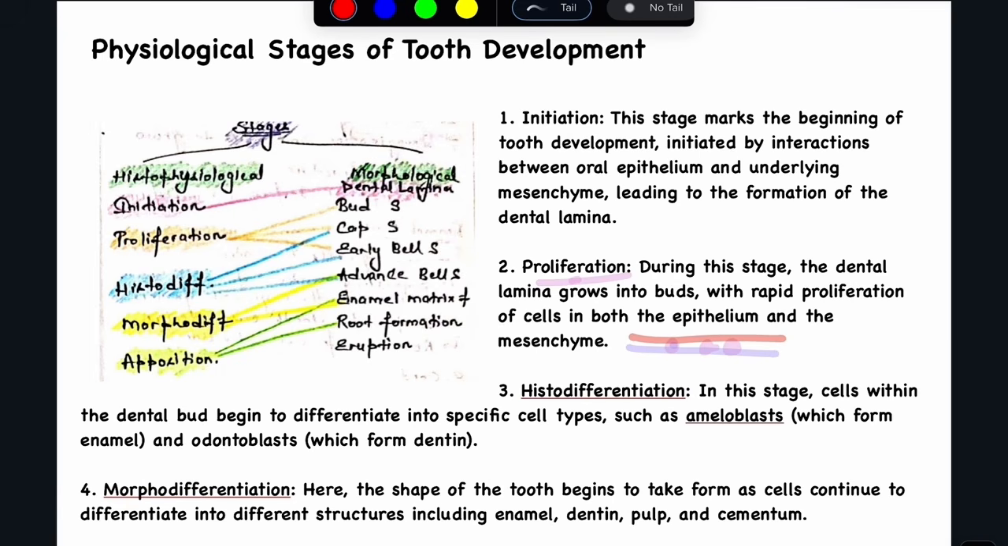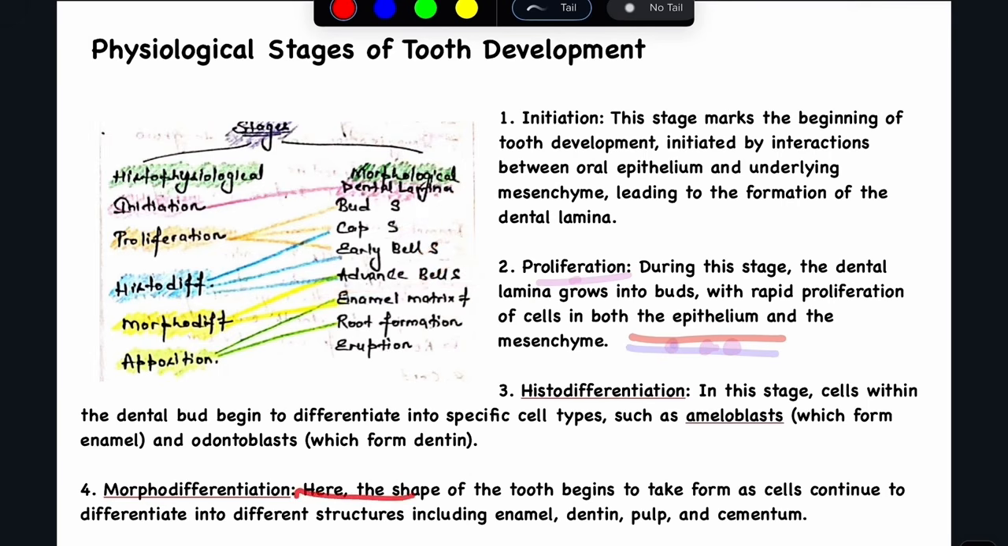Okay, but what is important in these stages is that they overlap. Initiation does not overlap. It is just first the interaction between dental lamina, oral ectoderm and the ectomesenchyme. But proliferation, the growing and development of the buds, will take place in the bud stage, cap stage, and the early bell stage as well. So the proliferation goes on throughout three stages. In a similar way, the histodifferentiation stage, where ameloblasts and odontoblasts are formed, will start from the cap stage and go on till the advanced bell stage.